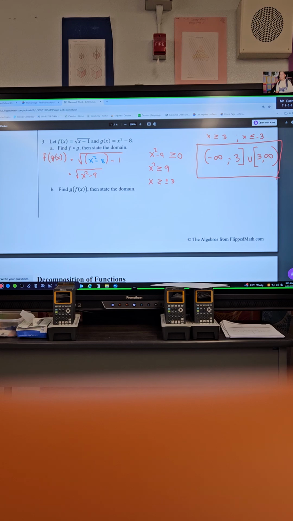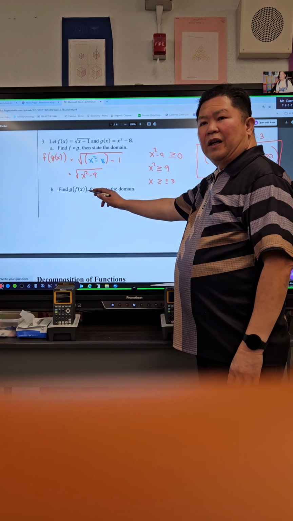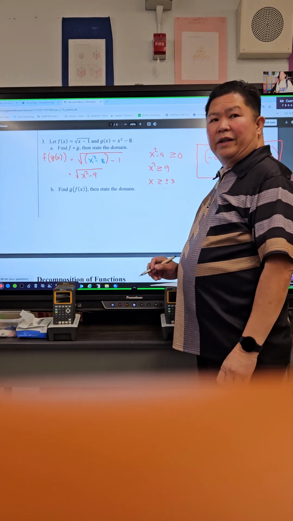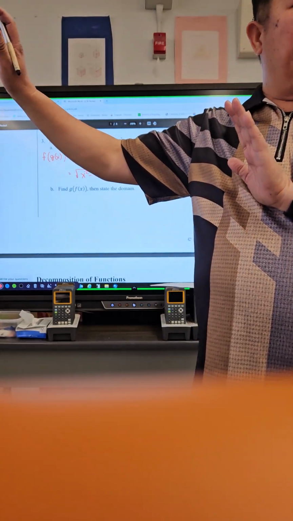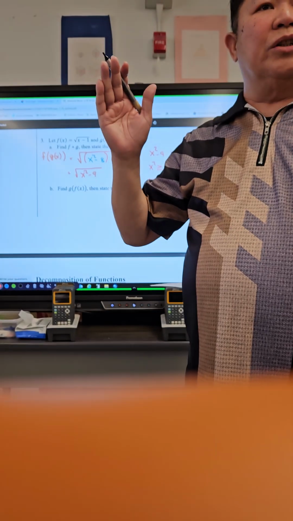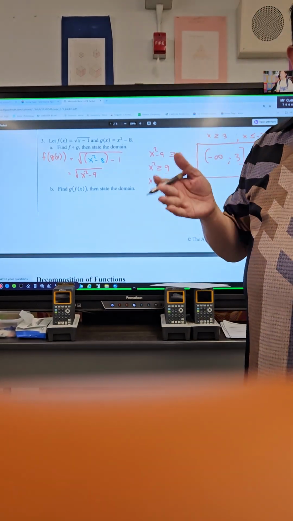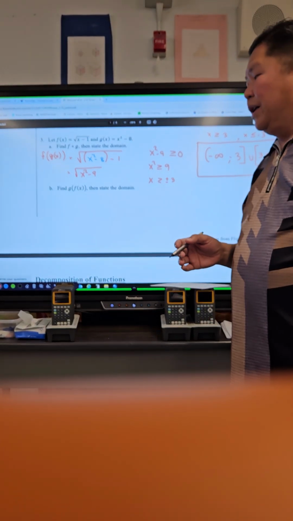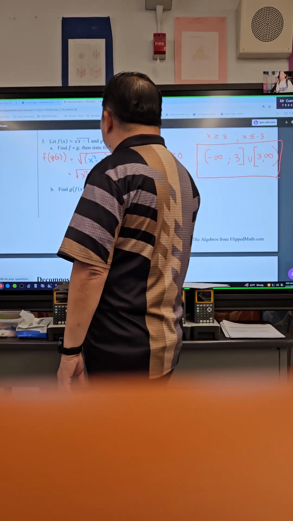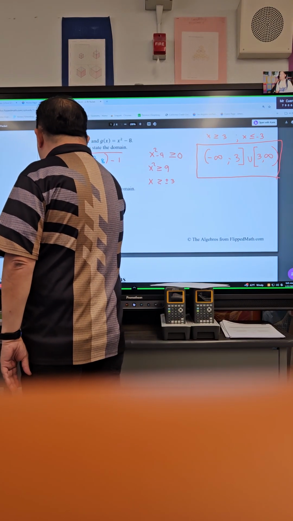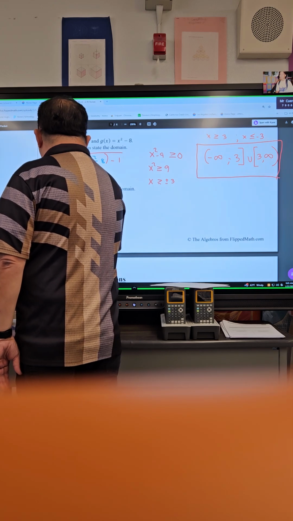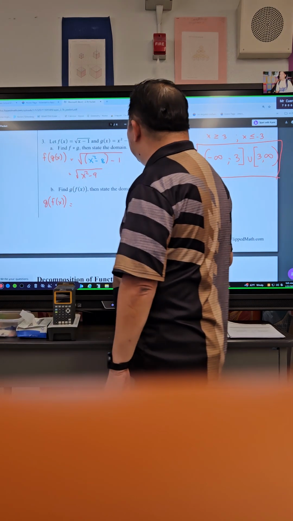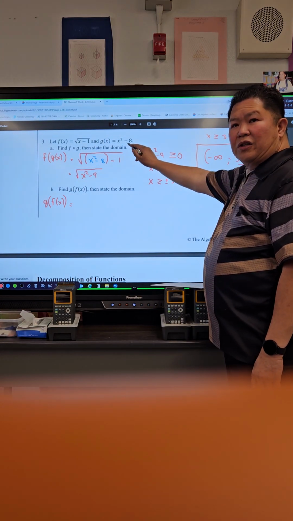Okay, moving on to problem B. Find g of f of x. That means the g function is outside, right? And how about the f function? Inside. So we're going to copy the function g. So we say g of f of x is equal to, this is the g function, right?